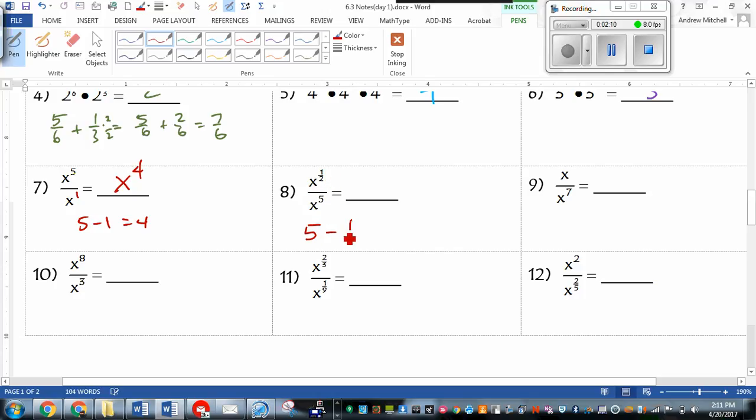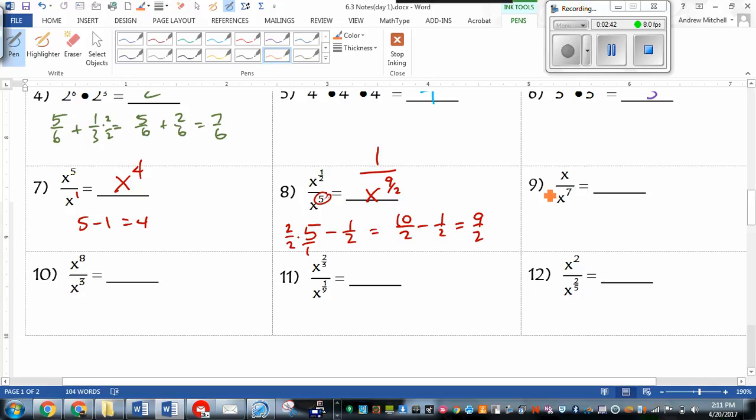Number 8, we have x to the 5th over x to the 1/2, bigger one minus the smaller one, so 5 minus 1/2. So we can rewrite 5, that's like 5 over 1, so we multiply the top and bottom by 2, so we get the same denominator. 10 over 2 minus 1/2, we get 9/2. So our exponent's going to be 9/2. We just have to figure out where it goes, top or bottom. In this case, the 5 is bigger, that's on the bottom, so we're going to have x to the 9/2 on the bottom and only a 1 left on top.